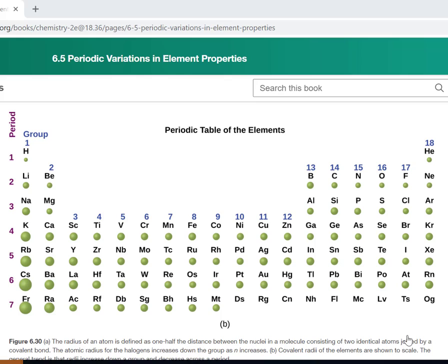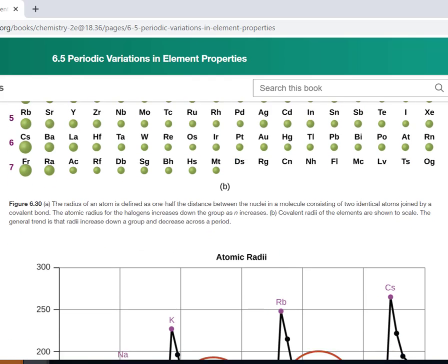You can also see if you go across the period. Let's look at period 4, because it goes all the way across. From the start to the end, we can definitely see the first one is bigger. So that is different than the trend we just discussed for the halogens. The first one is bigger.